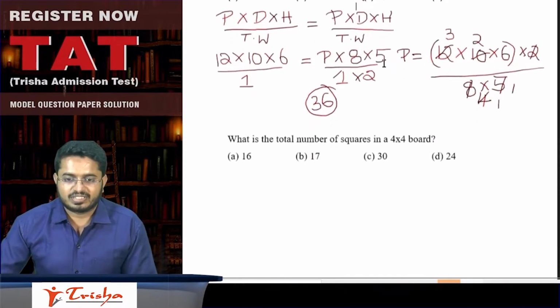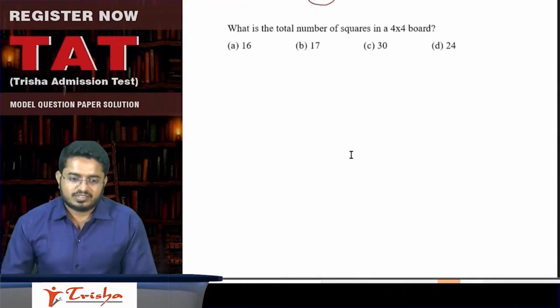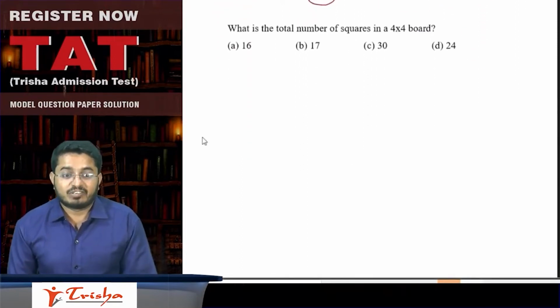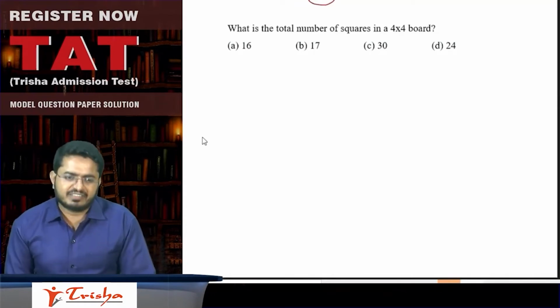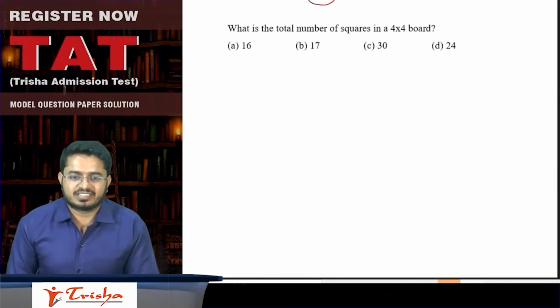Let's go to the next question now. This is an interesting question. There is one formula that you have to understand and apply whenever you come across any questions where they ask you the total number of squares in so and so board, right? So what is the total number of squares in a 4 into 4 board?